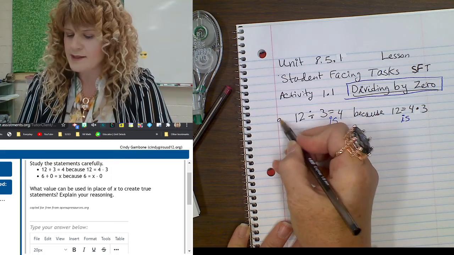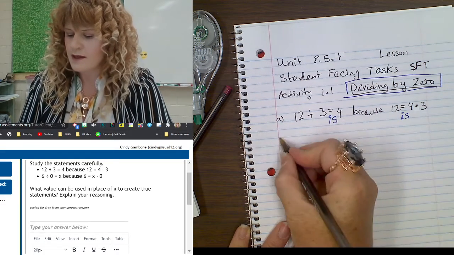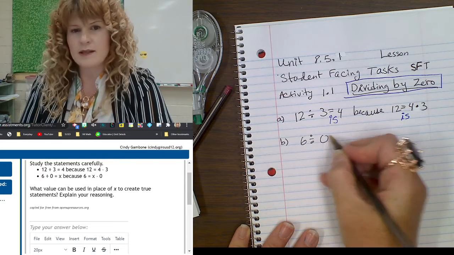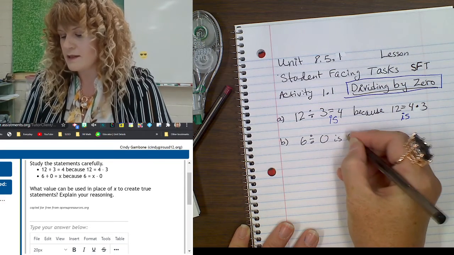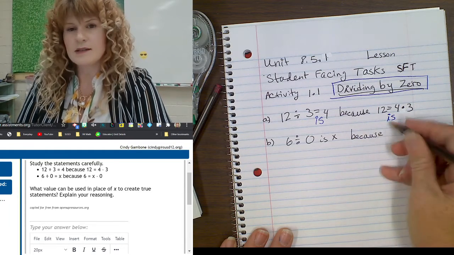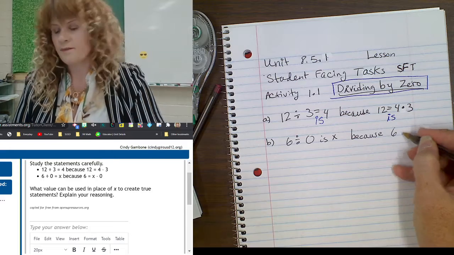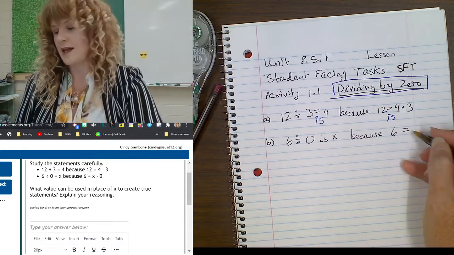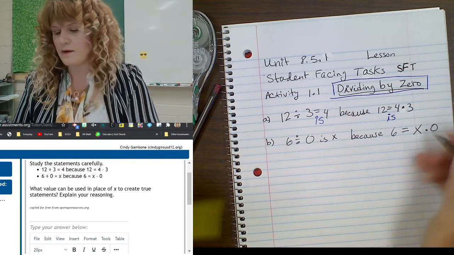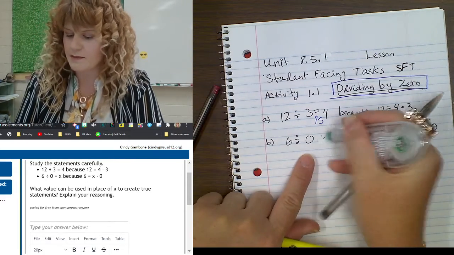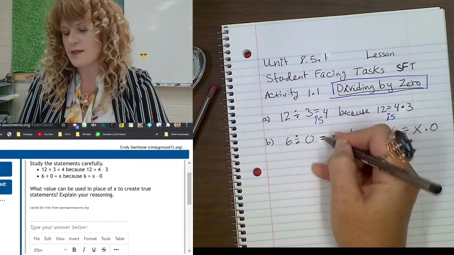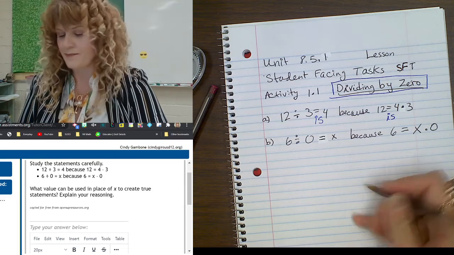Okay, I'm going to label that statement A. And then here is statement B. Statement B says 6 divided by 0 is X because 6, I better use the equal sign, just like they have. 6 is X times 0. And I wrote is, but I'll keep it the same as the equal sign. You can do either way. They're almost interchangeable when you're speaking.